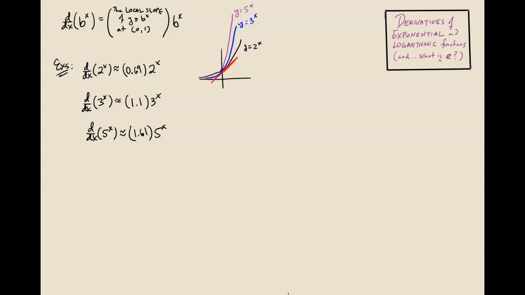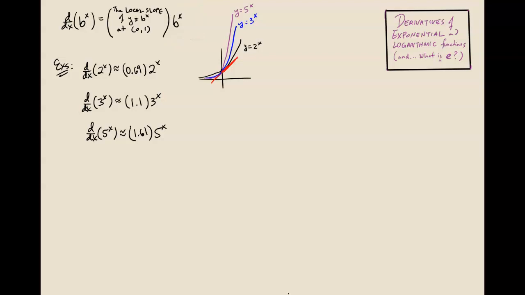If we were so lucky as to find a particular base b for which the local slope as it passes through the vertical axis is 1, well, we would have something pretty remarkable, because then the derivative of b to the x, whatever that b would be, would be some constant multiple of b to the x, and that constant multiple would be 1. That means that the derivative of b to the x for that special base would just be b to the x. It would be a function whose derivative is itself.